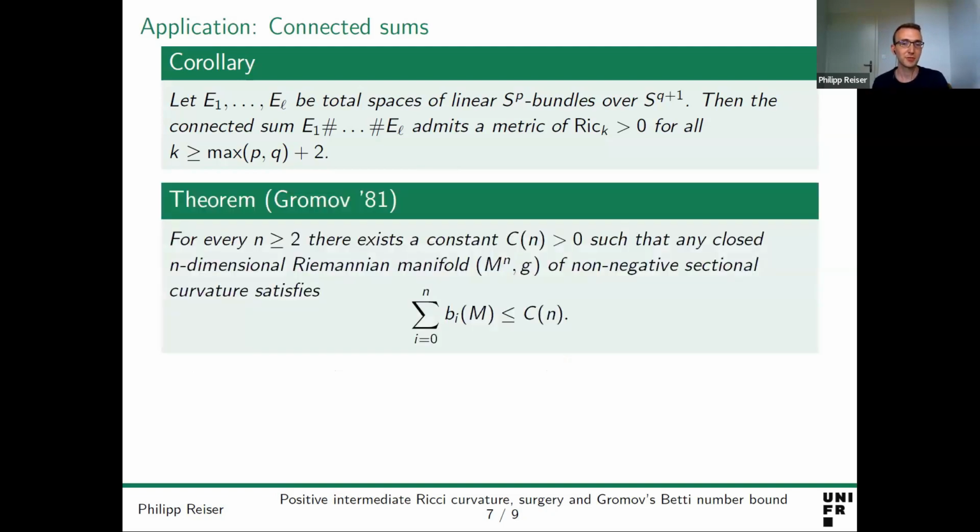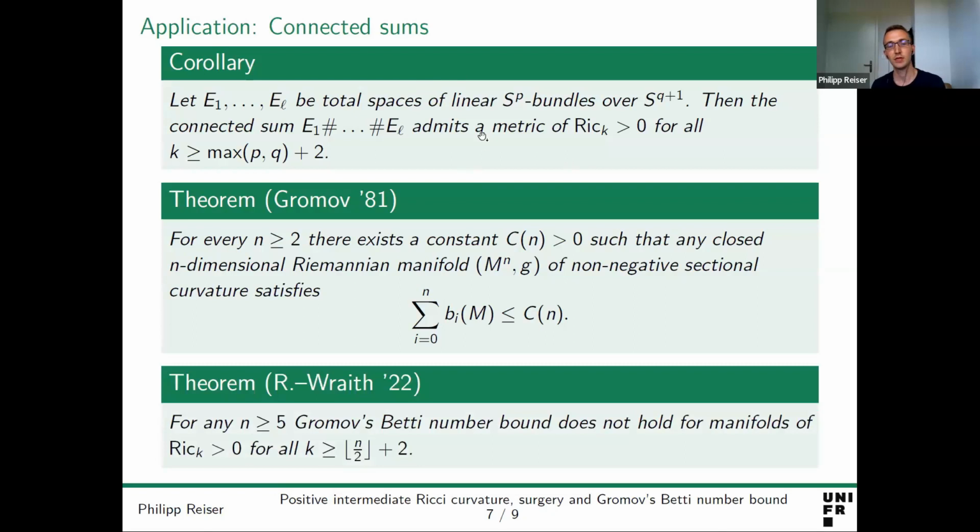And now we can use this in view of a very well-known theorem by Gromov, which says that given an n-dimensional Riemannian manifold of non-negative sectional curvature, the total Betti number of this manifold is bounded by a constant which only depends on the dimension. So this holds for positive Ricci 1. It's known that it does not hold for positive Ricci n minus 1. And now, using this corollary, we can show that it also does not hold for every k which is slightly above the middle dimension, so the integer part of n over 2 plus 2.